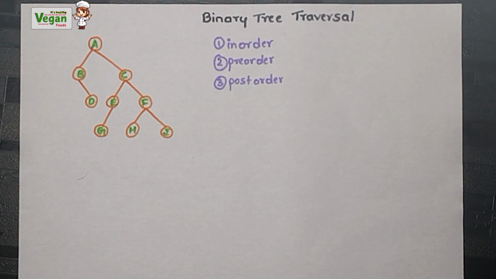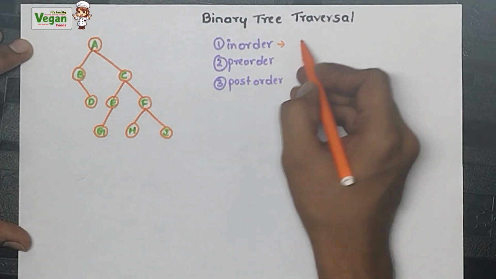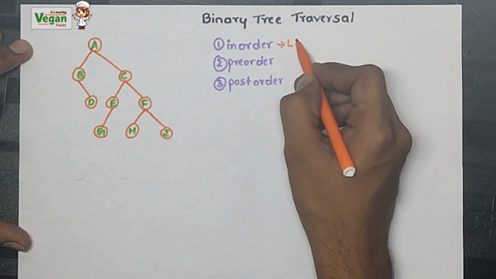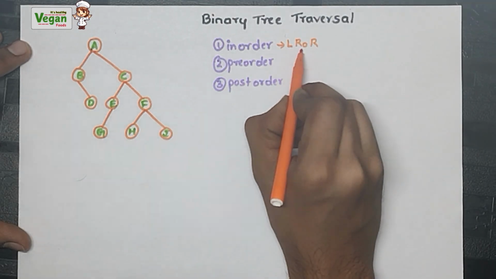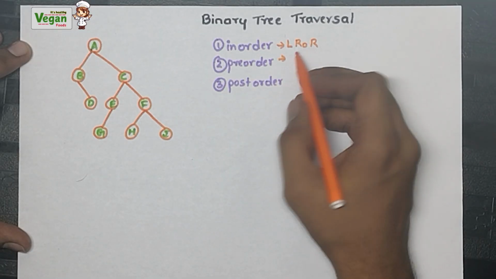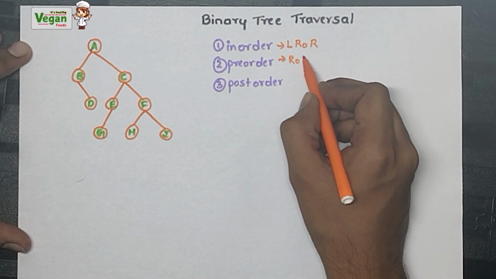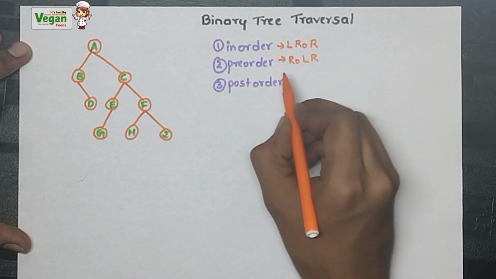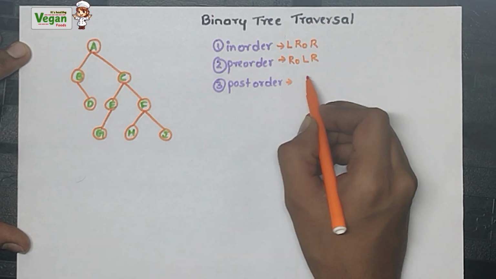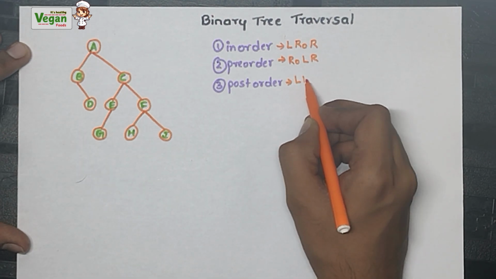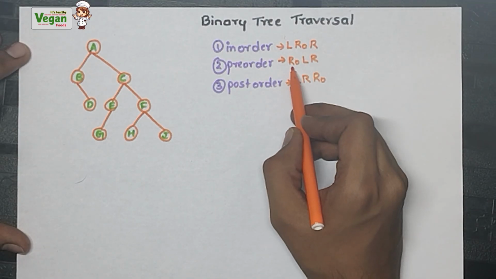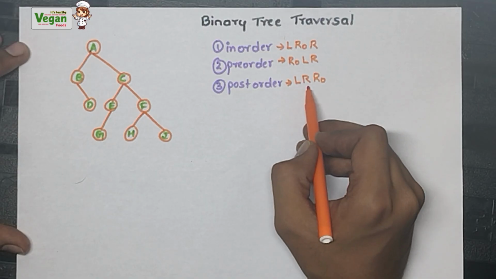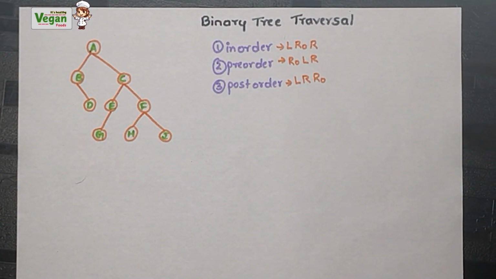So how to write? The short trick is, in in-order traversal, first we will write the left node, next the root node, next the right node. Left, root, right. Next in pre-order, we will write root first, next left, next right. Root, left, right. In post-order traversal, first we will write left, next right, next root. Left, right, root. If you remember this short trick, you can solve the problem easily.